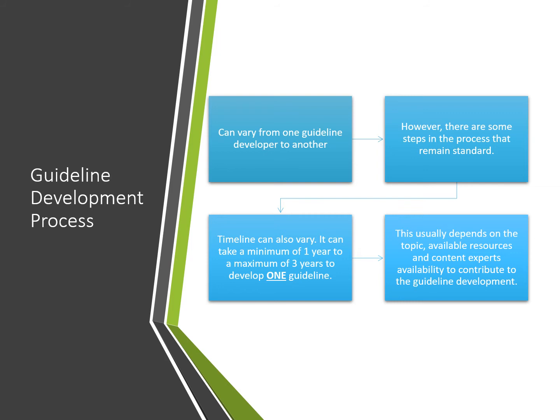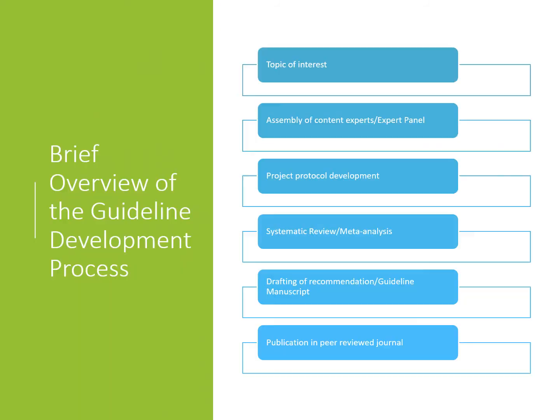The guideline development process can vary from one guideline developer to another. However, there are some steps in the process that remain standard. The timeline can also vary. It can take a minimum of 1 year to a maximum of 3 years to develop just one guideline. This usually depends on the topic, the available resources, and the content experts' availability to contribute to the guideline development.